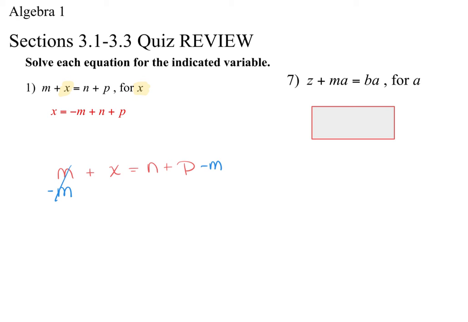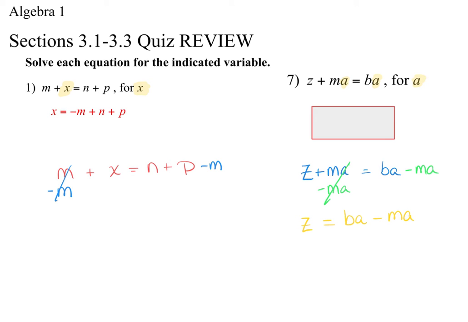All right. Number 7 is a little more detailed. For this one, you will notice that we are solving for a, and the fact is we actually have 2 a's. So anytime you have something like this, you want to get everything that has an a together. So if I look at this one here, I have a z plus an ma equals ba. All right. I actually want that ma to be on the same side as the ba. So I am just going to subtract the ma. All right. So now I just have the z over here, and I have ba minus ma.